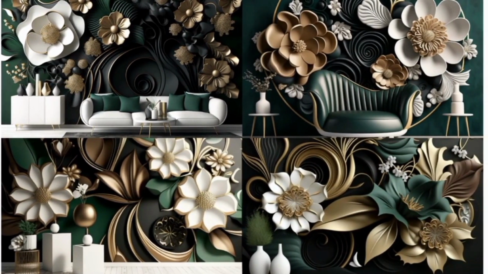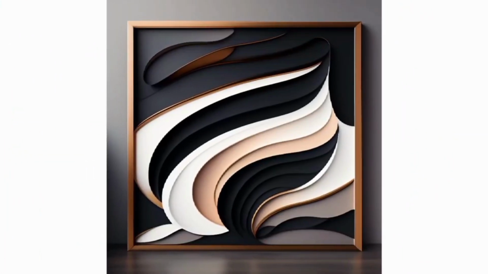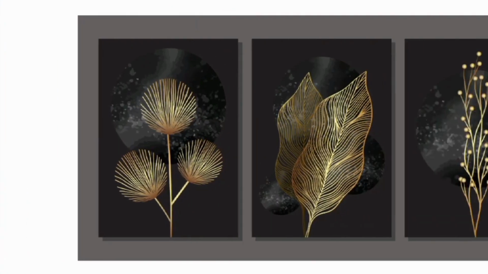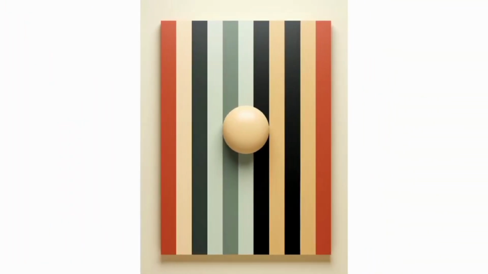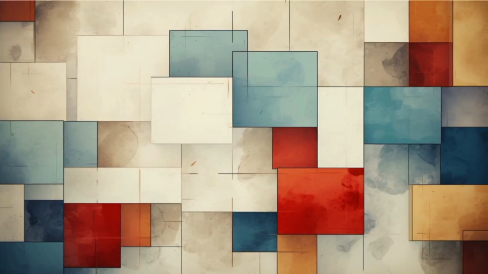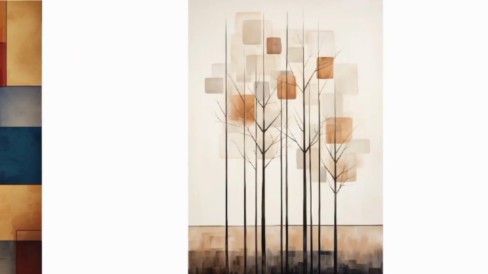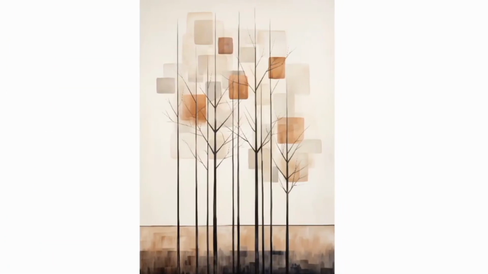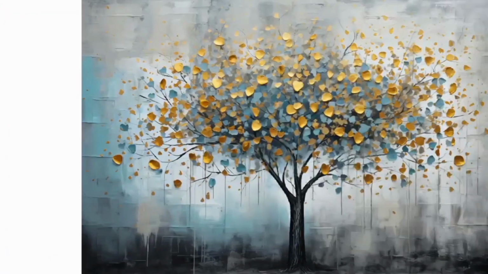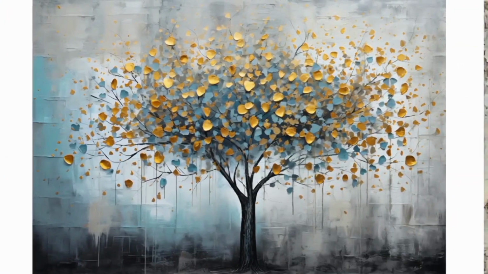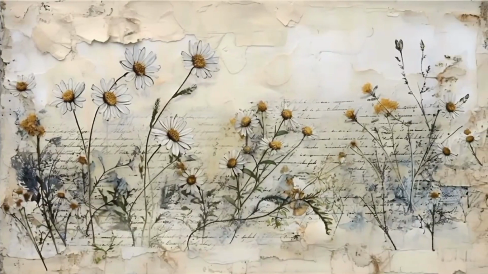Friends, colors and designs can influence the mood and atmosphere of a room. For example, bright colors might create a lively and energetic atmosphere, while muted tones can evoke a sense of calmness. Friends, intricate wall paintings, murals, or designs can serve as a focal point within a room, drawing attention and adding depth to the overall decor.